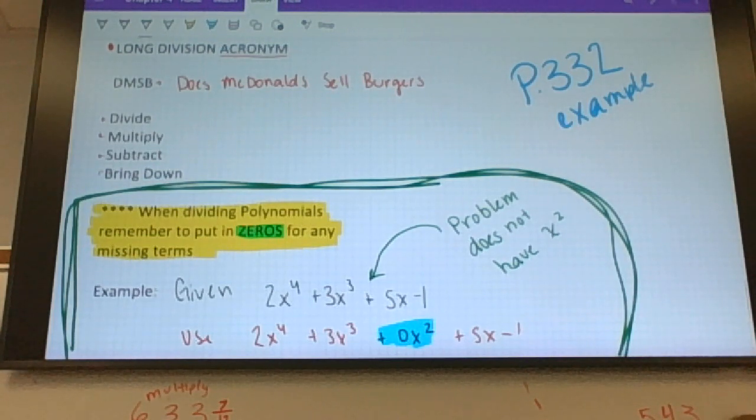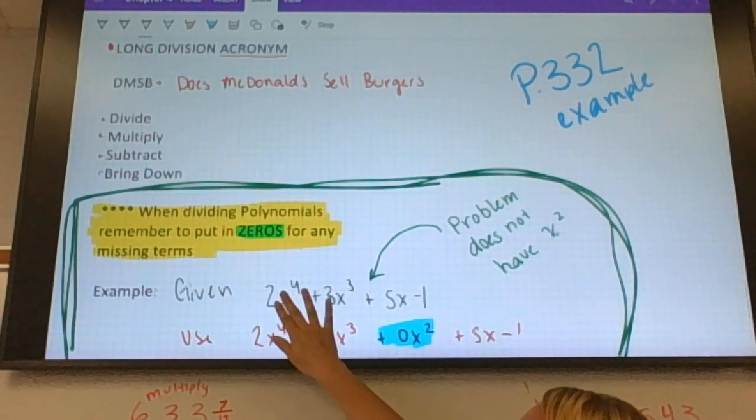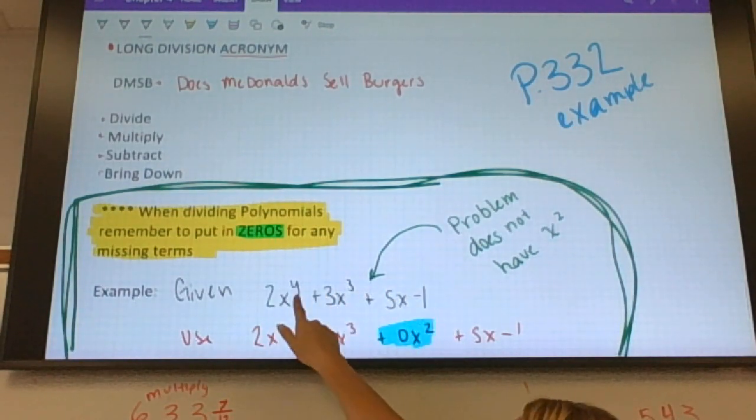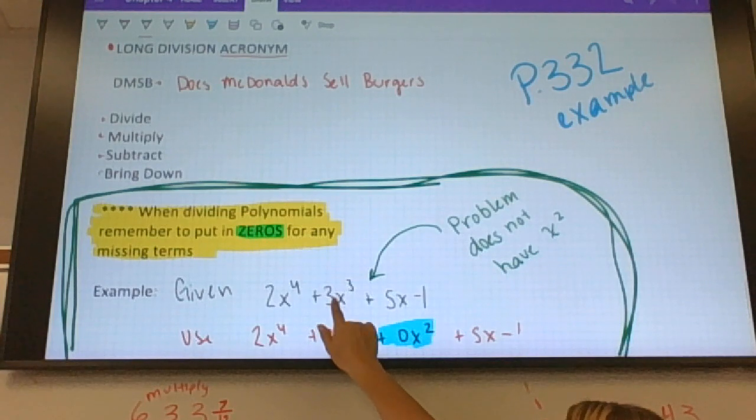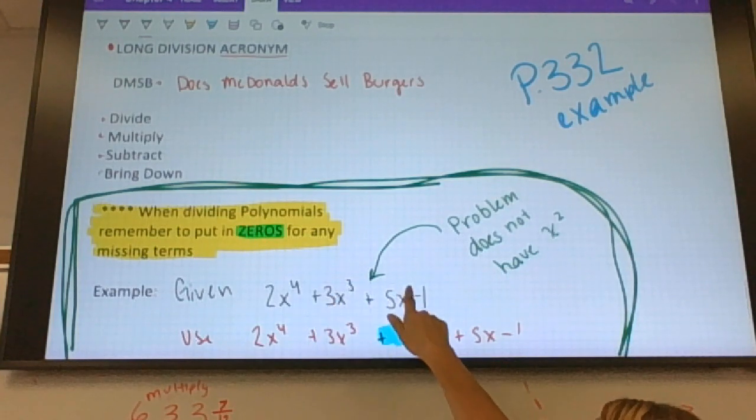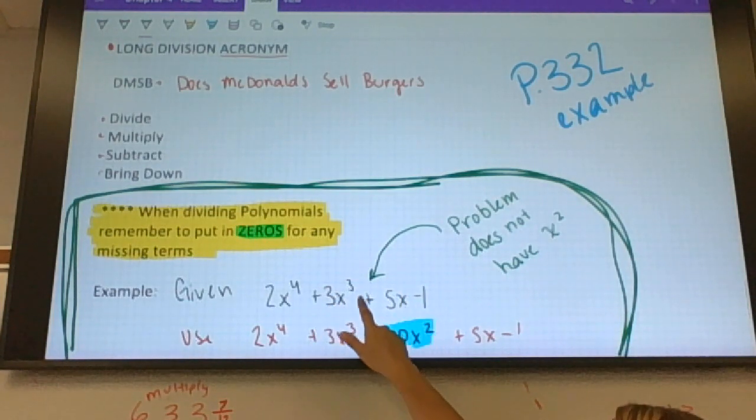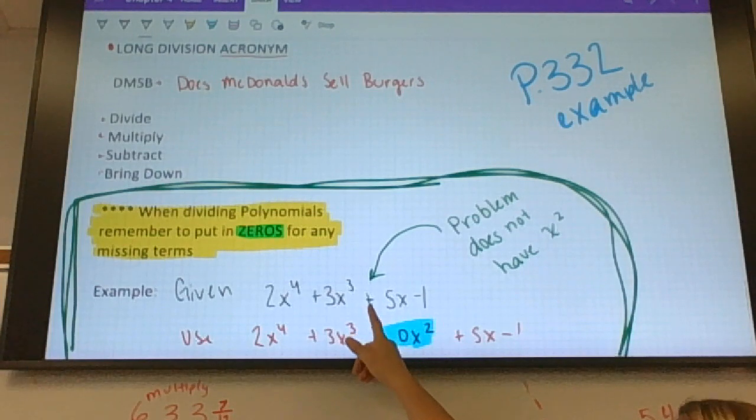Ready to hear it again? This is the problem here. It's x to the 4th, x to the 3rd, and then it skips to x to the 1st. There's no x squared. Just fine, no big deal. But long division won't work if you don't have something there. So you put a little placeholder in, you put a 0 with it.